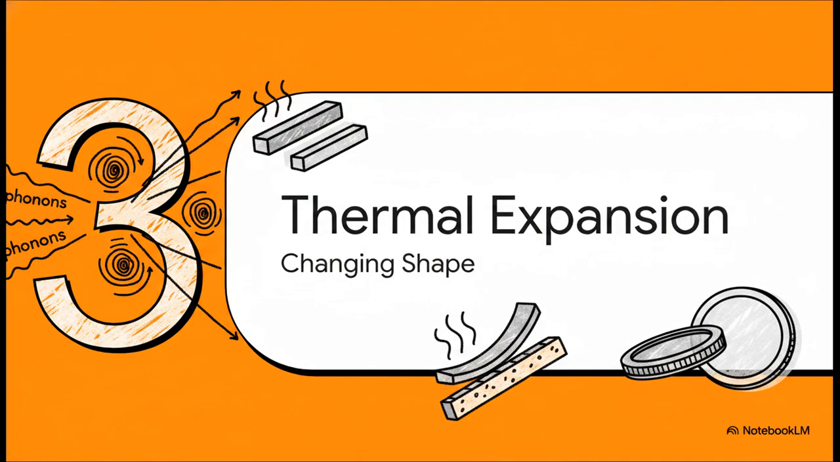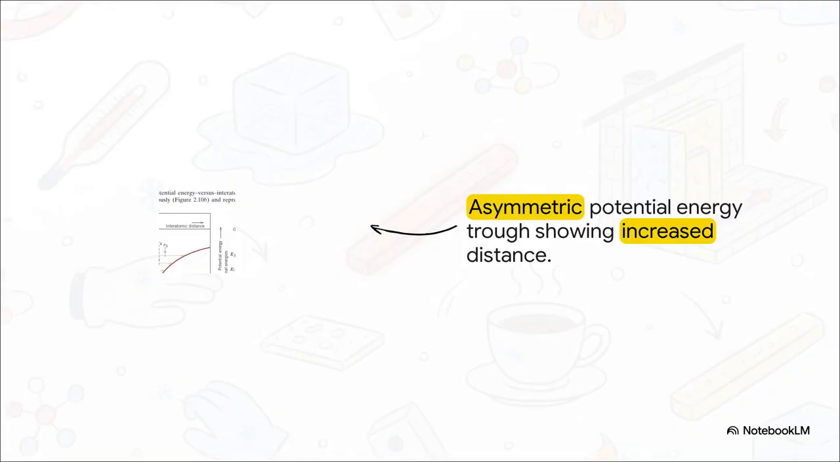Moving on to Section 3, Mechanics of Thermal Expansion, Changing Shape. Because as materials absorb these phonons, they don't just heat up, they physically change their shape. So why do things actually expand? The secret is in the atomic bonding, specifically an asymmetric potential energy trough. Picture atoms resting at the very bottom of this trough at 0 Kelvin. As they heat up and gain vibrational energy, they start oscillating higher up the sides of the trough. Because the right side of this curve sweeps outward, the average position between the atoms, their mean interatomic distance, gets pushed further and further apart.